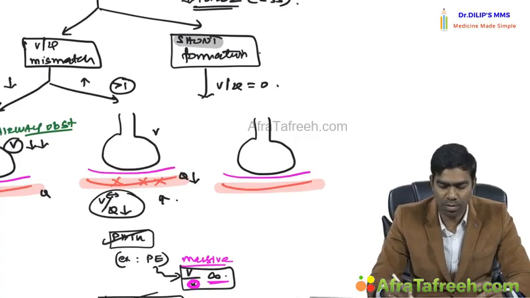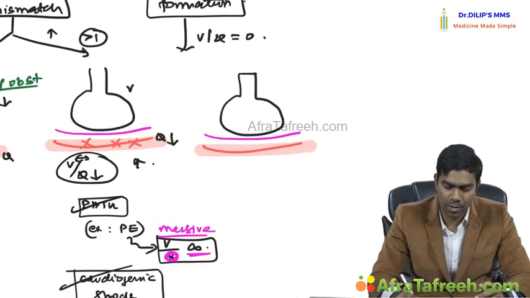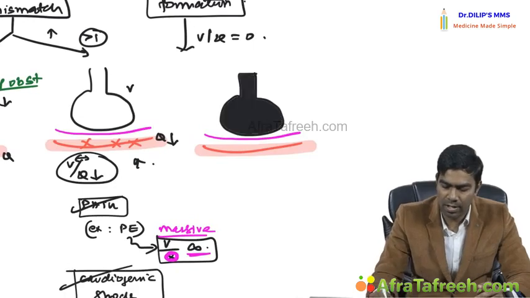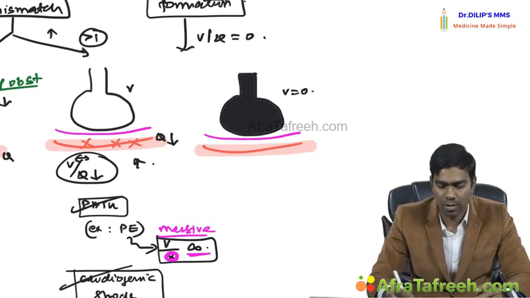So what do you mean by shunt formation? What do you mean by VQ of 0? Which means what if I tell you this alveolus is dead completely? This is non-functional, which means ventilation is equal to 0, but perfusion is happening.